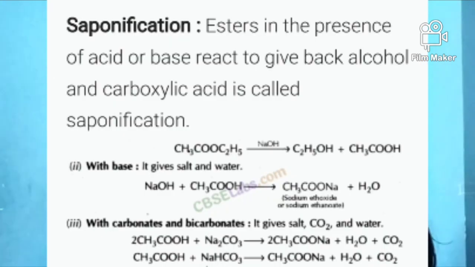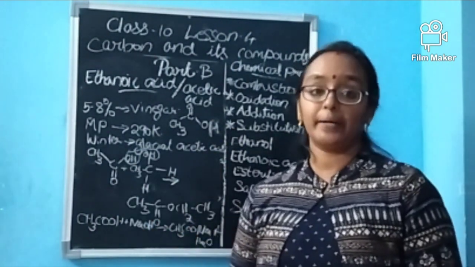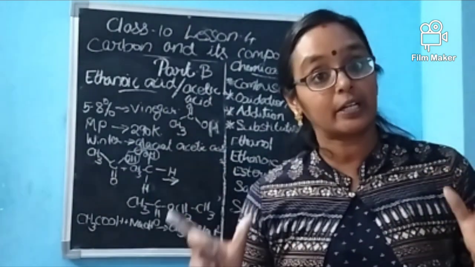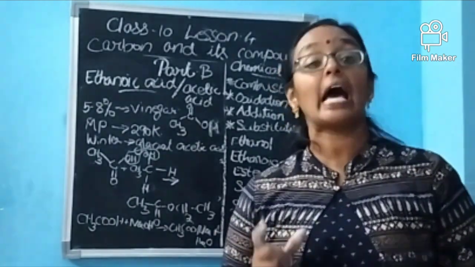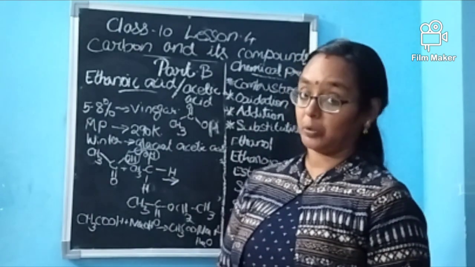When this ester is treated with NaOH, what is that? It is called alkali. When we are treating with NaOH, what will we get? We will get CH3COONa plus CH3CH2OH. That is, alcohol will be obtained, then the sodium salt of carboxylic acid. This is very important because for making soaps and detergents, this process is done. So we are saying it as saponification reaction. Saponification reaction is very important.